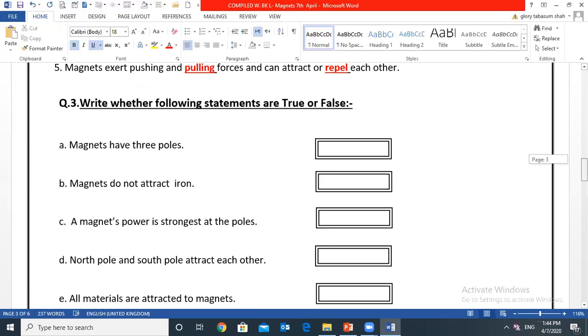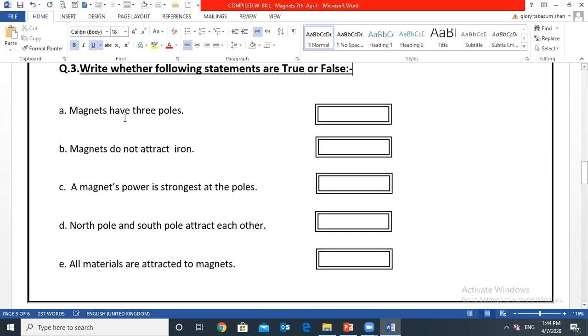Now, question number 3. Magnets have 3 poles. Yes, you will tell me now answer. Is it true or false? Magnets have 3 poles, 4 poles, or how many? Magnets have 2 poles. So this is a false statement. False.